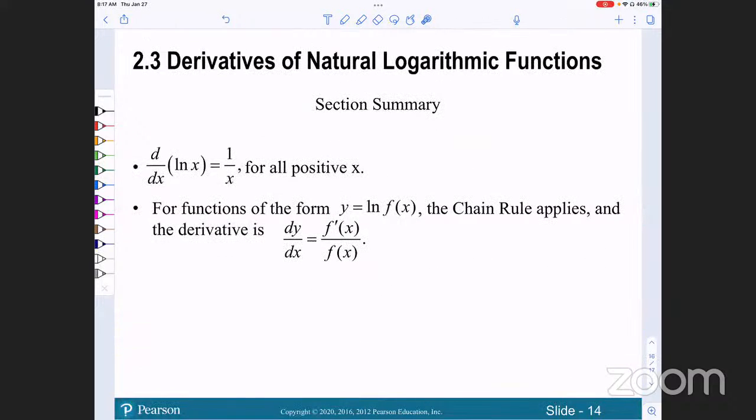And then as a quick summary, the derivative of the natural log of x is just 1 over x for all positive x. And for functions of the form natural log of some function, we use the chain rule, right? So it's basically f prime over f. Okay, all right.